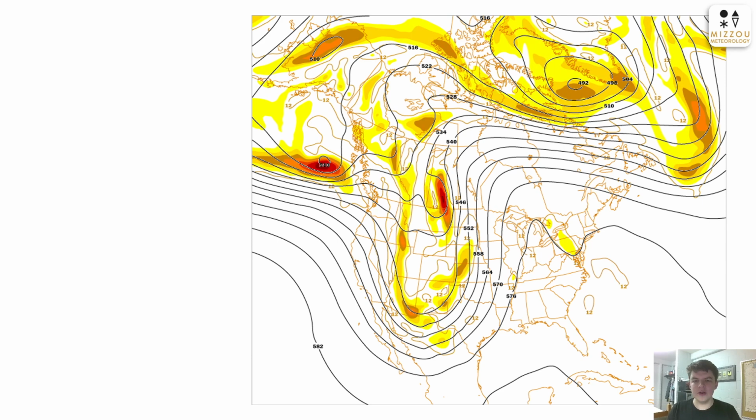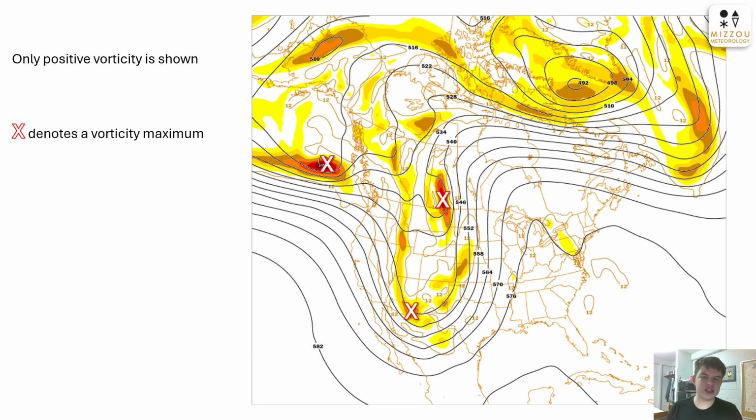So let's now go over what a vorticity map can tell you. Only positive vorticity tends to be shown on them, although on some websites like Pivotal Weather, which is a popular one amongst us here at Mizzou Meteorology, you may see some negative vorticity plots as well. An X on most maps denotes a vorticity maximum. Sometimes they're colored like this, sometimes they're colored red, sometimes they're colored yellow, depending on where you look. These are important. Notice that most of them are at the bases of troughs. This is going to be important in just a moment.